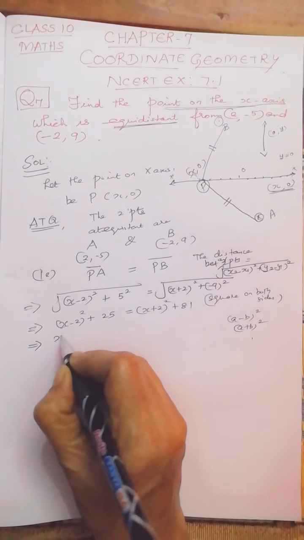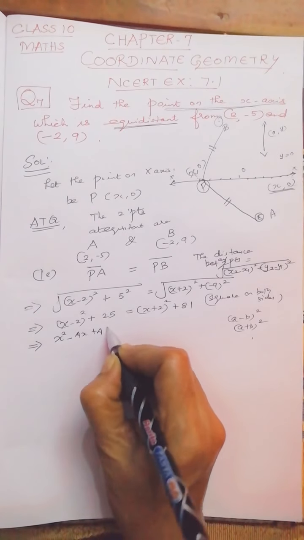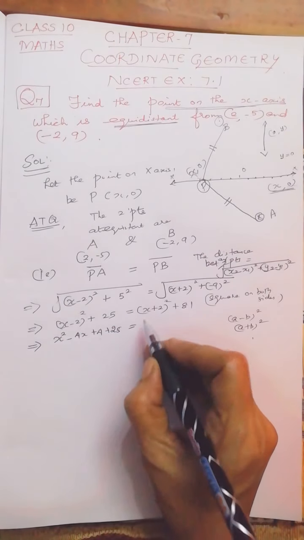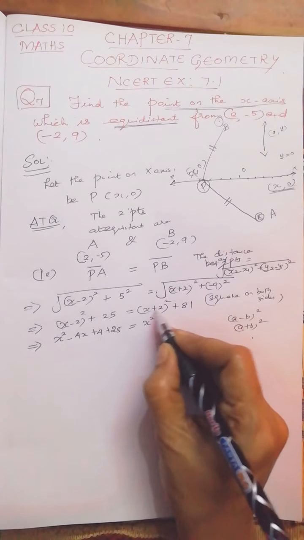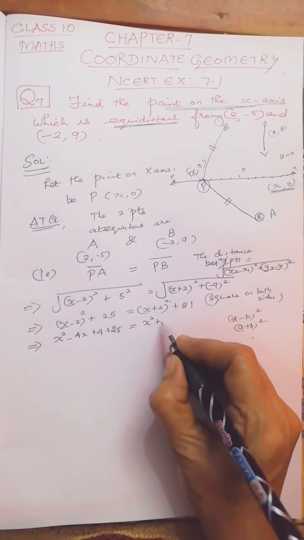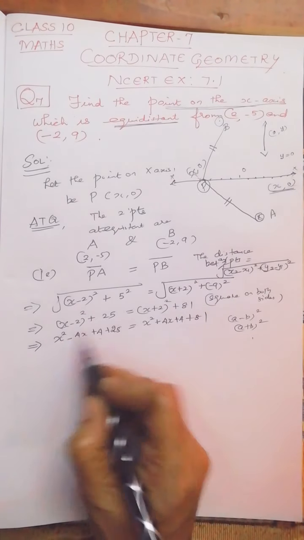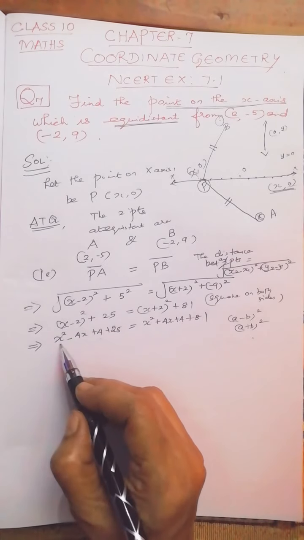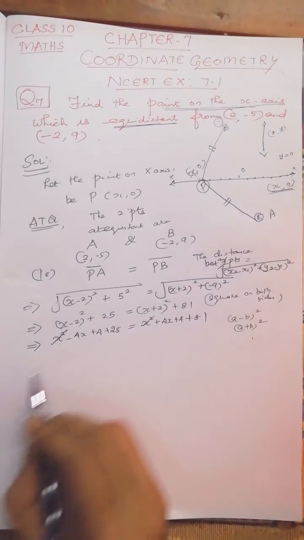So that is x squared minus 4x plus 4 plus 25, this is the expansion of x minus 2 the whole squared, and x plus 2 the whole squared is a squared plus 2ab, 2 into a into b, that is 4x, plus 4 plus 81. Both sides have x squared with the same sign, so when you bring this side, x squared minus x squared will get cancelled.